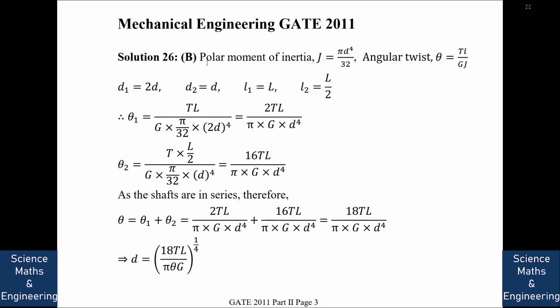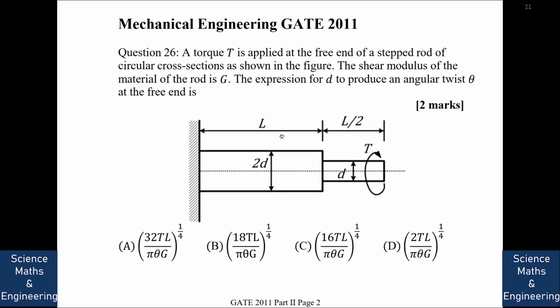So let us check the solution. The polar moment of inertia for a circular cross section is J is equal to pi d to the power 4 divided by 32. The moment of inertia along the x-axis or y-axis is pi d to the power 4 by 64. So the polar moment of inertia, that is Izz, is equal to pi d to the power 4 by 32. Then angular twist theta, we know, is equal to TL divided by GJ, where J is the polar moment of inertia and G is the shear modulus of the material.